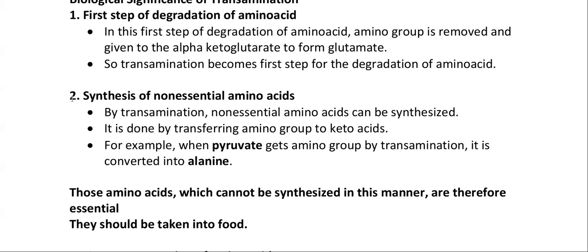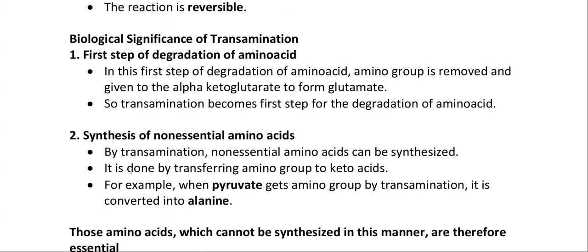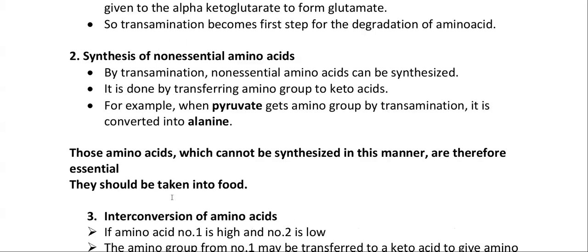Synthesis of non-essential amino acids. By transamination, non-essential amino acids can be synthesized. It is done by transferring amino group to keto acids. For example, when pyruvate gets an amino group by transamination, it is converted into alanine. Those amino acids which cannot be synthesized in this manner are therefore essential. They should be taken in food.